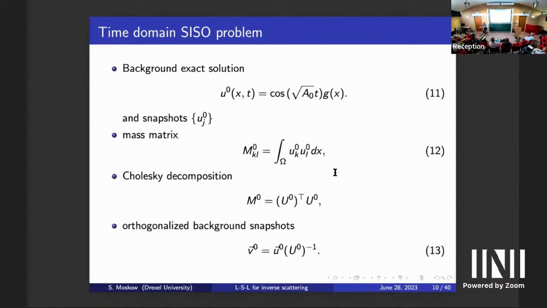So you have a background exact solution, that's the Laplacian there, square root Laplacian. Background mass matrix, you just compute background snapshots. You can compute its Cholesky decomposition. And then you get the orthogonalized background snapshots right here.